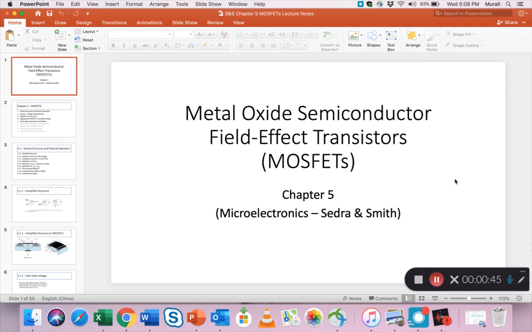So the topic that we'll cover this week is what's called MOSFETs, or metal oxide semiconductor field effect transistors. So it's a big name. The previous type of transistors we saw were BJTs, or bipolar junction transistors. These are MOSFETs, or metal oxide semiconductor field effect transistors.